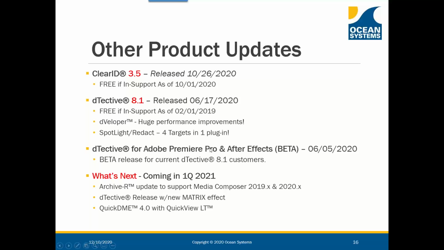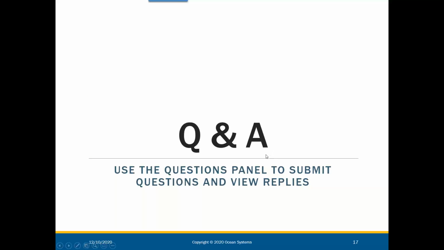On the Adobe platform, we still have our beta release we put out this summer, our 3rd version of the dTective for Premiere Pro and After Effects beta. So if you're a current dTective user, be sure to check that out. And then I mentioned some of the products coming. I did not mention QuickDME 4.0 with QuickView LT. That one will be coming in first quarter of 2021 as well, with some more time-saving features, like the ability to quickly and easily preview files, send files to Omnivore, ingest into QuickDME, process with QuickDME, etc.